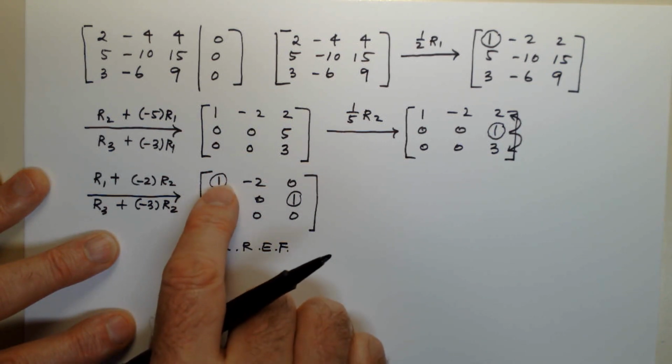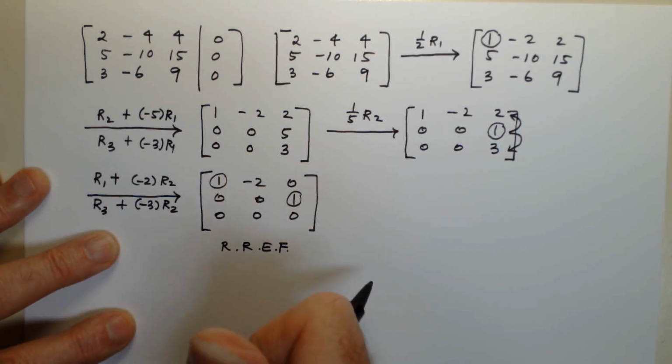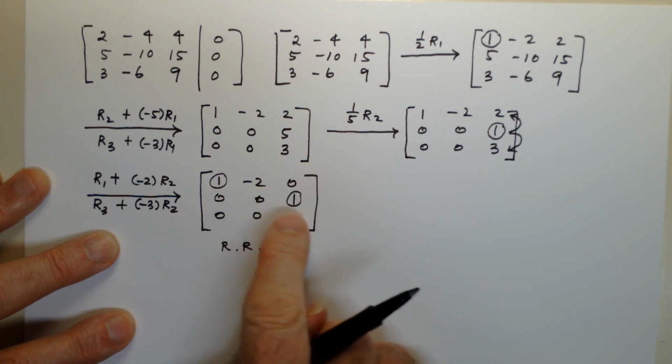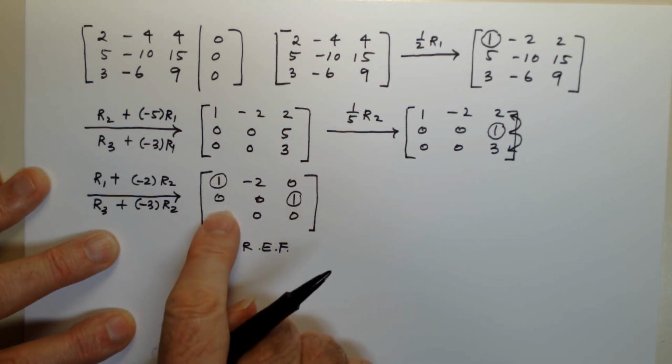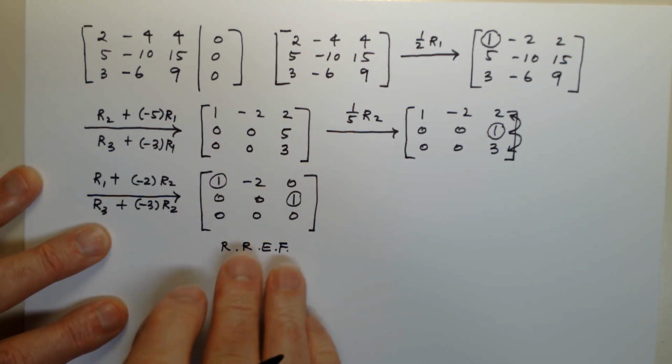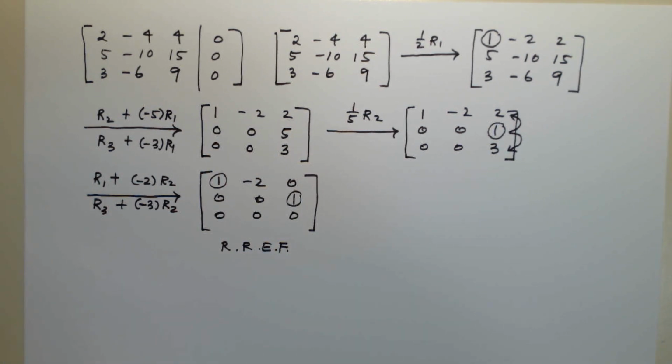And finally, we want to make sure that every leading entry is a 1, which it is, and it's the only non-zero thing in its column. So we've achieved the reduced row echelon form, so we're good to go there. Now what we have to do is interpret our solution, right?